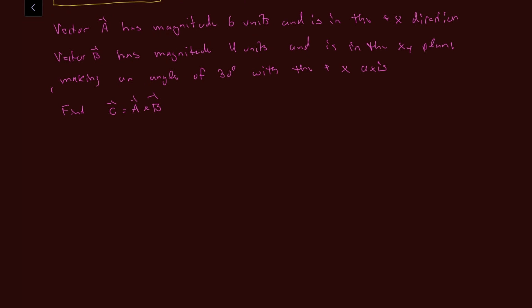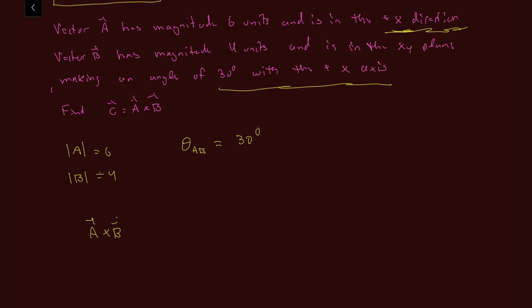Since we know that A has a magnitude of 6, B has a magnitude of 4, and that A is only in the positive x direction, and that B makes a 30-degree angle with the x-axis, that's the same as saying that the angle between A and B is equal to 30 degrees. Now, we pretty much have what we need to calculate the cross product. We have magnitudes and we have the angle.